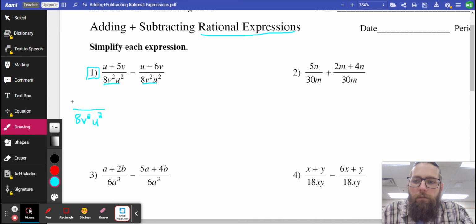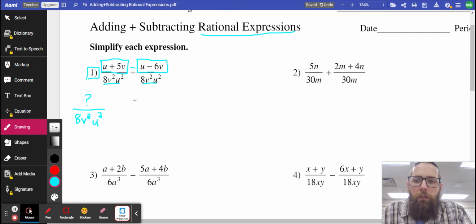So if this were my answer over here, I know that the bottom is already going to be 8v squared u squared, because that's what it was on both sides. My goal here then is to figure out, what do I put on the top? What's the answer to the top of this? And so to find that, I'm going to take this and I'm going to subtract, because it asks me to subtract this. And whatever I get after I subtract those two pieces will be my answer.